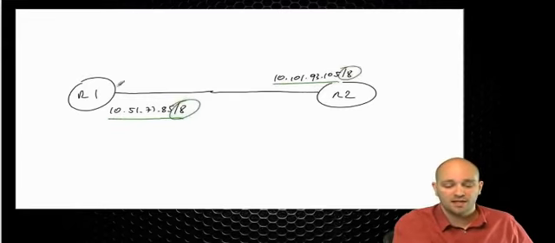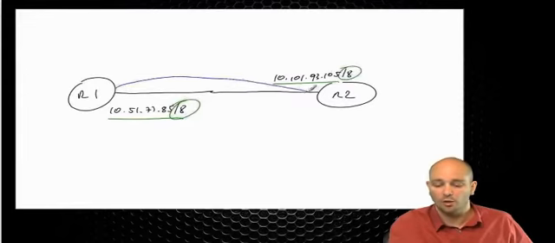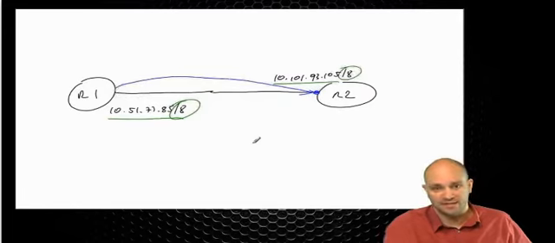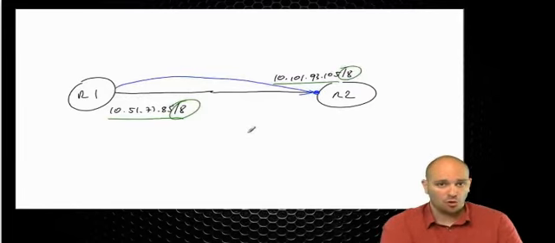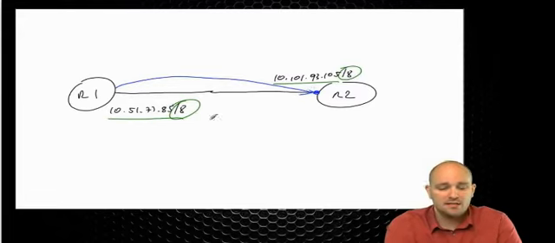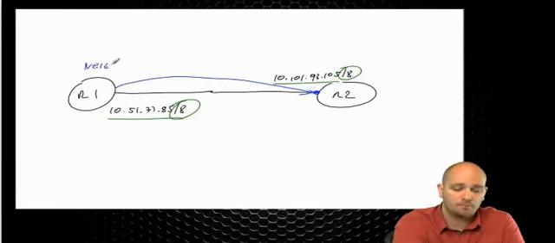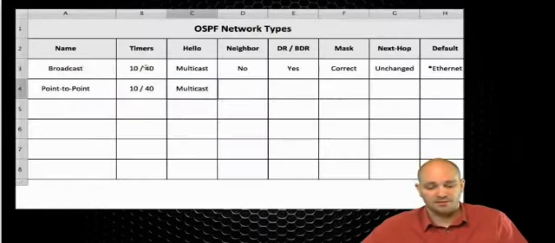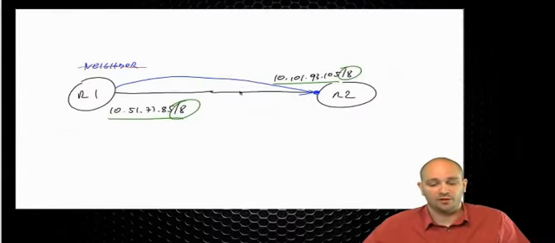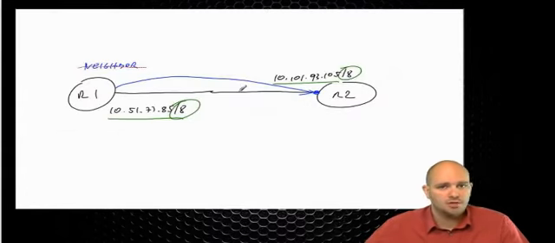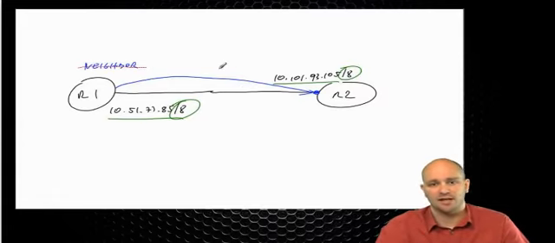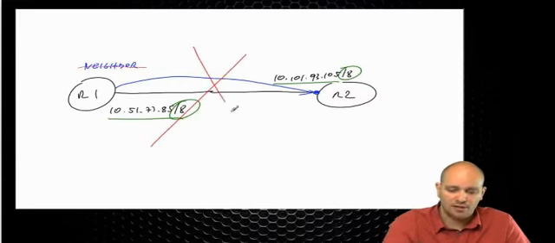So if I'm to send a unicast hello to this router here, I would need to know what the IP address on this side is. Now, the only way I can know the IP address of the neighbor is if I manually configure it with the neighbor statement. But for point-to-point network type, there is no neighbor statement in use. We don't have to configure the neighbor statement in order to use point-to-point network type. So how do routers know what the IP address on the other side is? They don't, because they don't care about it.